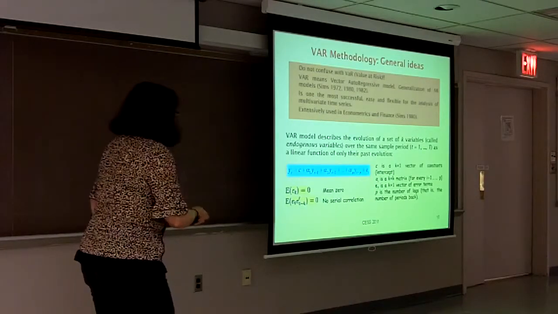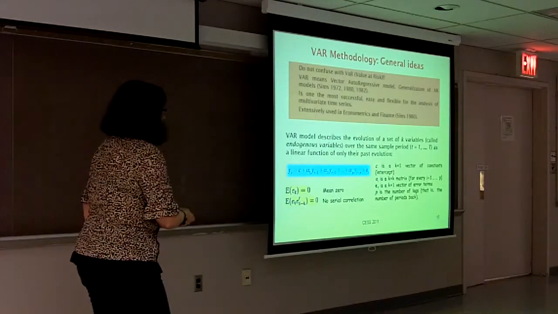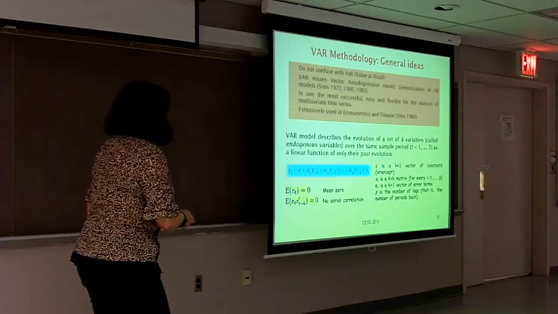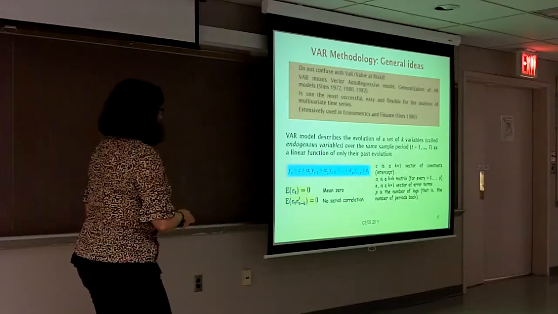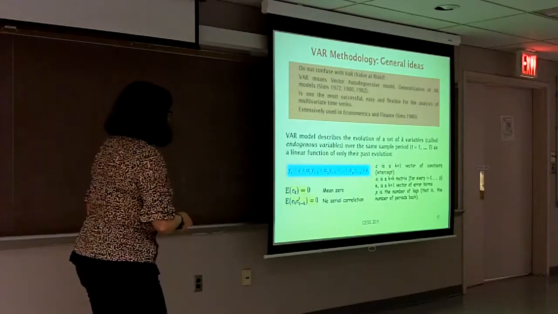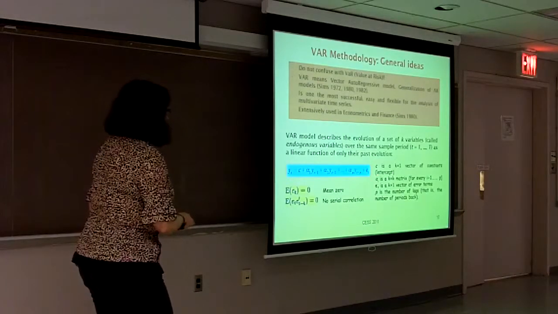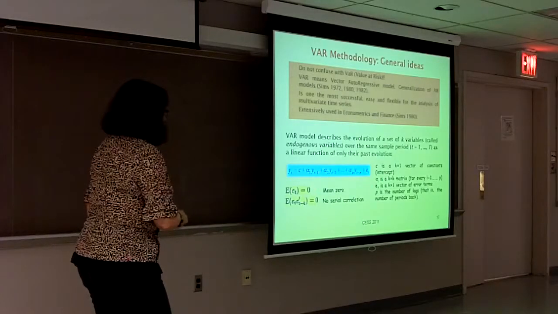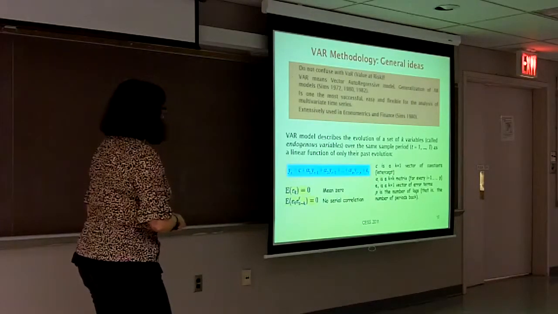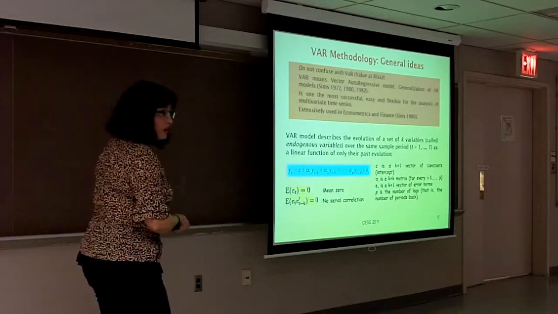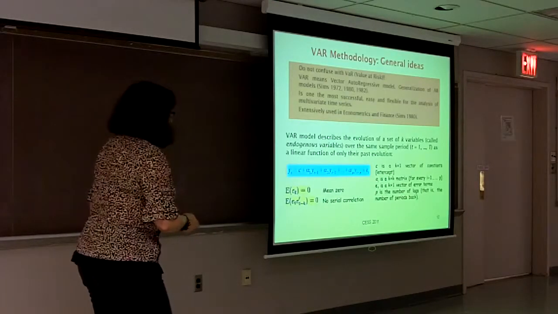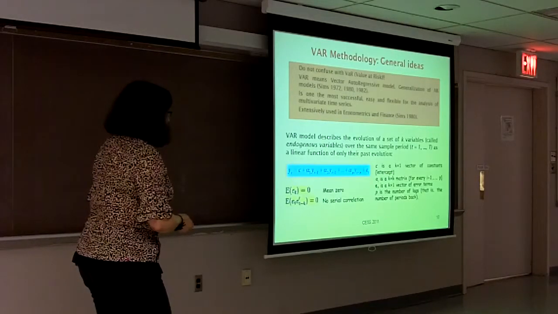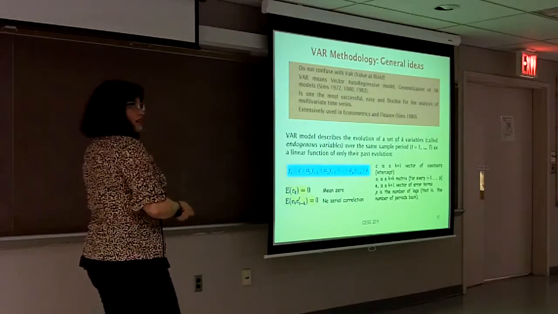The c here is an intercept, and obviously it's a vector of constants, k by 1. The alphas are matrices of k by k. The e_t here is the vector of error terms, k by 1. And the errors should have mean 0 and no serial correlation, which means that you have white noise. The p is the number of lags that you are considering in your model. So what is the number of lags? It is the number of periods that you are going back in time for that variable.